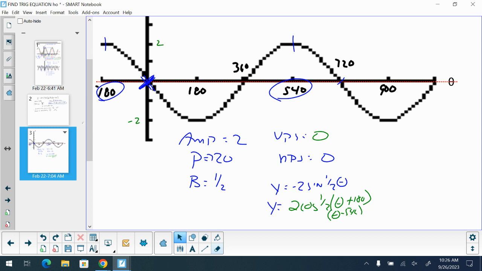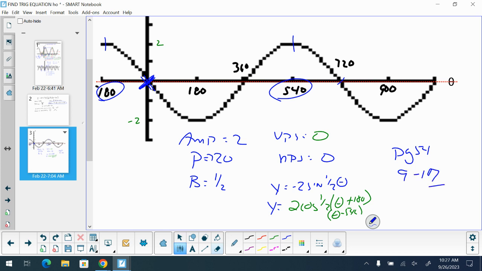Once again, infinite number of solutions here. Okay, homework is on page 54. You have problems 9 to 17. With that, you're just doing what we just did here. They give you a graph. They even throw in the prime axis for you most of the time. Find the amplitude, period, vertical and horizontal phase shift, and write yourself down the equation.